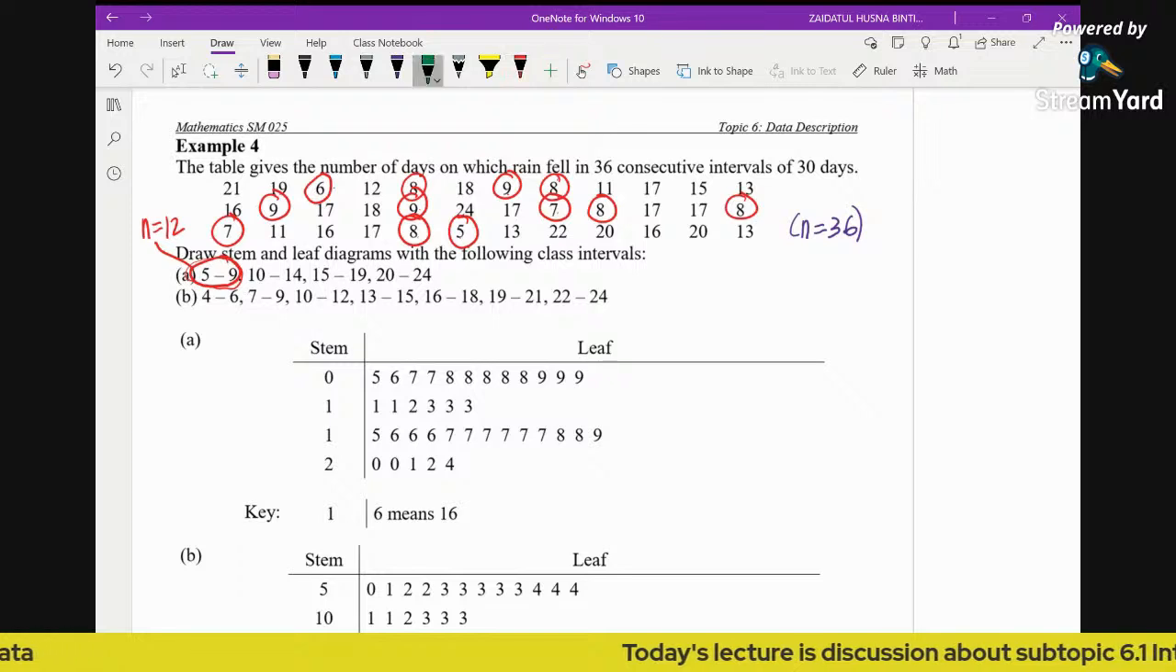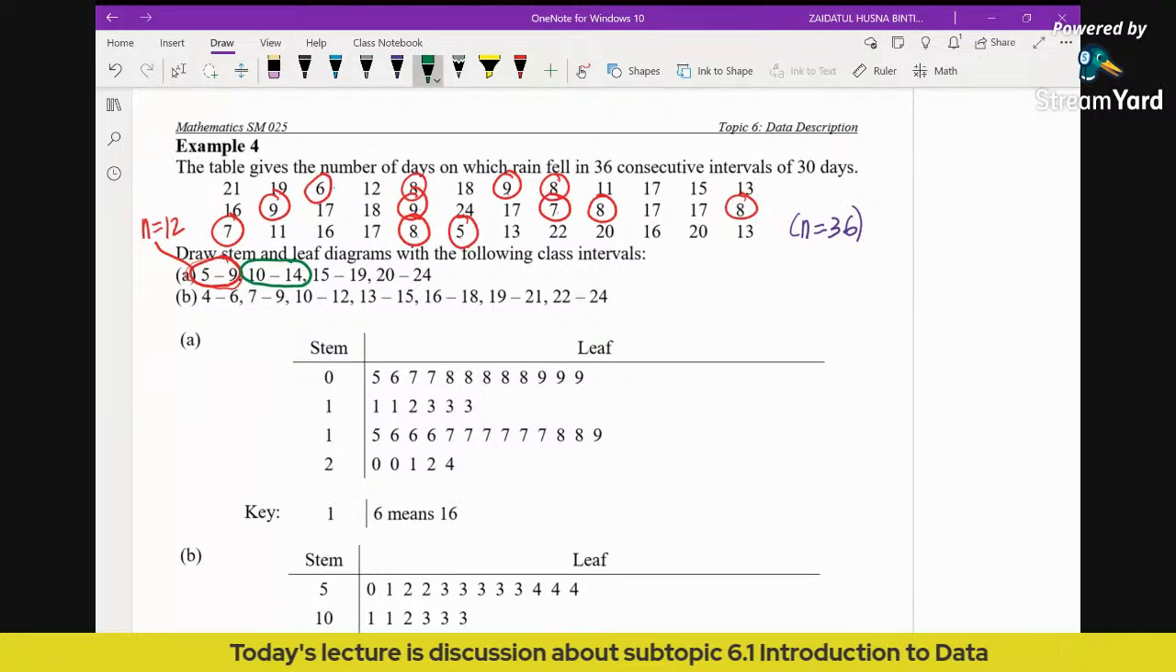Next, we look at the second interval, 10 until 14. You just identify which data fall into this category.